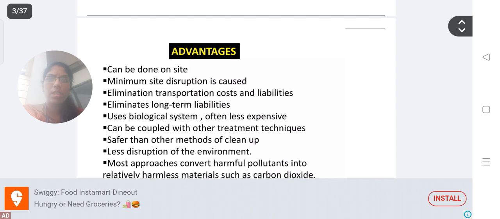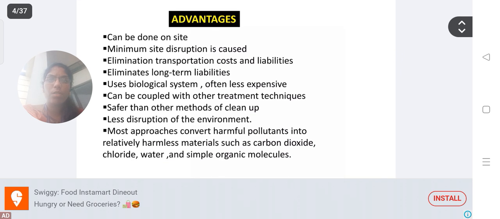So what are the advantages? Here we need to study. It can be done on site. Bioremediation is a simple process without disturbing the soil or the site. It easily removes the contamination of the ground. So minimum site disruption is caused. This is the first advantage: minimum site disruption is caused.